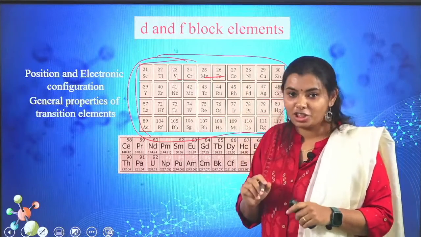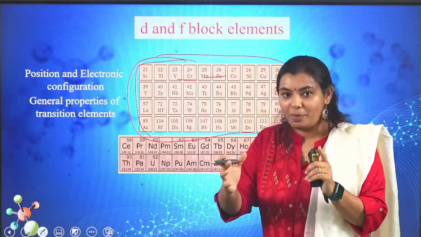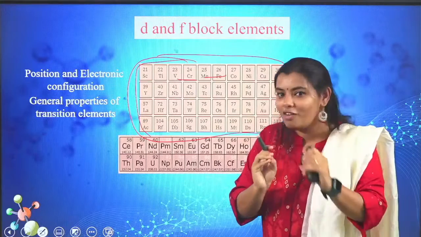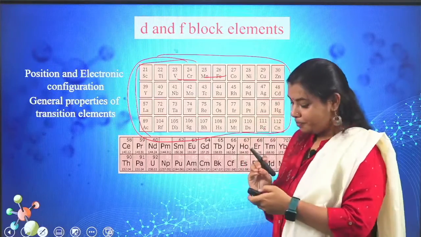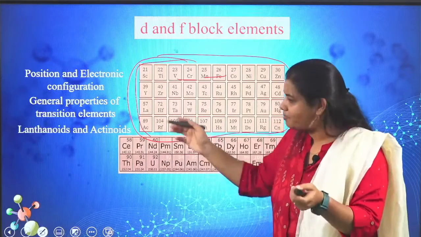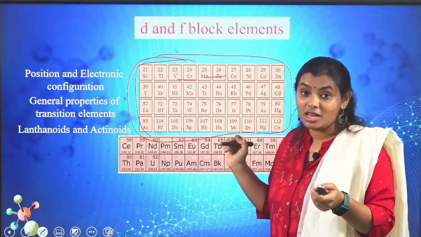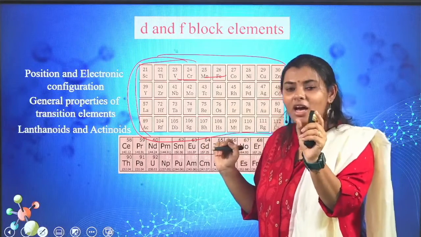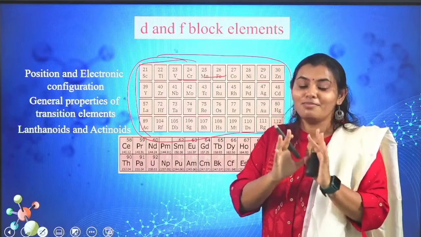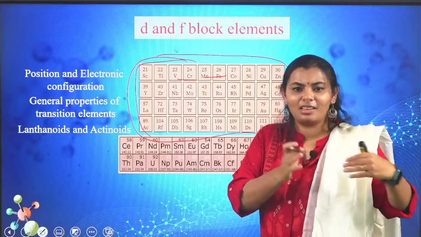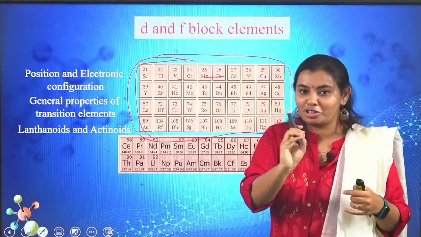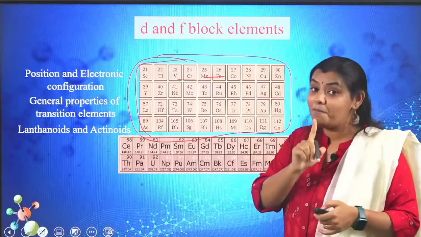General properties of transition elements. As I told you, they are varying properties, right? So you have to always look for exceptions. Exceptions are the ones which are always concentrated on in your board exams. Next, lanthanides and actinoids. Same thing: the position, the electronic configuration, lanthanide contraction. This is one topic which is asked all the time in your board exams. When you look through previous year question papers, you will always find the lanthanide contraction question. It will always be there. So it's a very important topic.